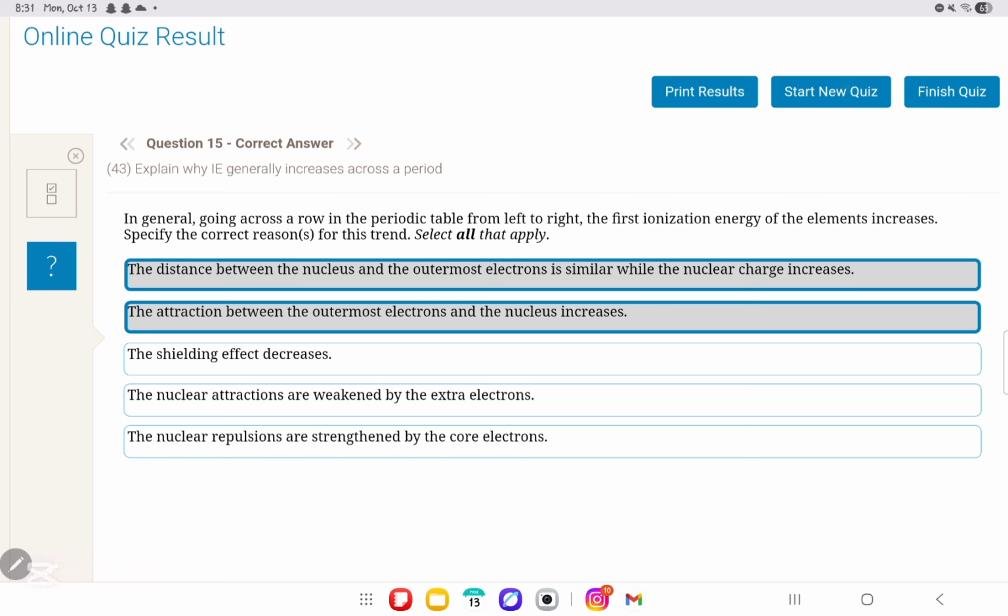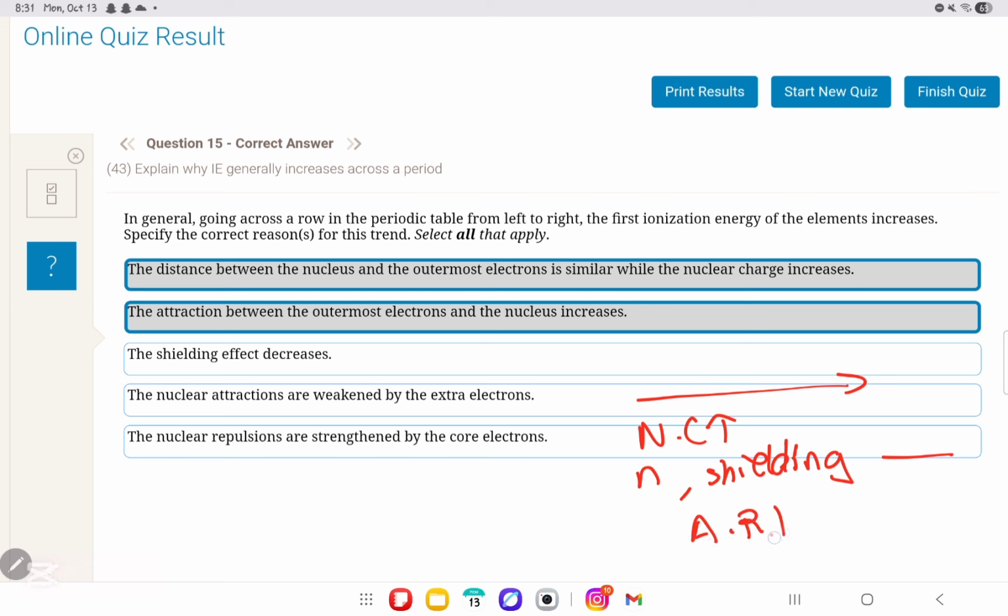So when we go from left to right in the periodic table across a period, what happens? We know that the nuclear charge increases, while the energy level and the shielding effect are the same. So what happens to the atomic radius? It decreases. So because the atomic radius decreases, we say that the distance between the nucleus and the outermost electrons is similar.